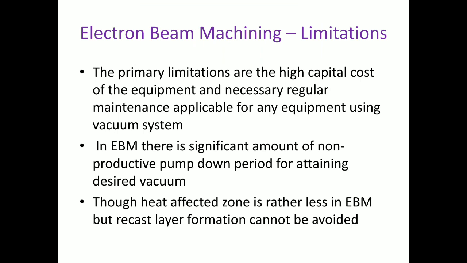What are the limitations of electron beam machining? The primary limitations are the high capital cost of the equipment and the regular maintenance necessary for any equipment using a vacuum system. So high maintenance cost and high initial setup cost are the limitations of electron beam machining. And a vacuum system is there, so it is adding an additional cost.